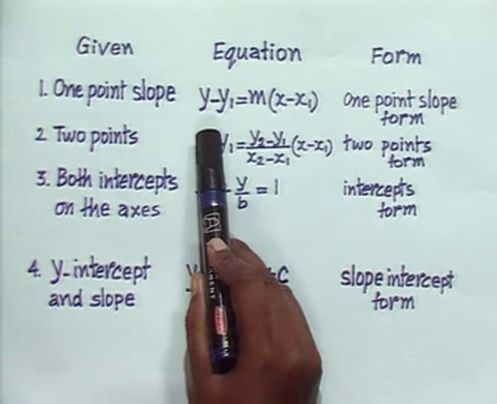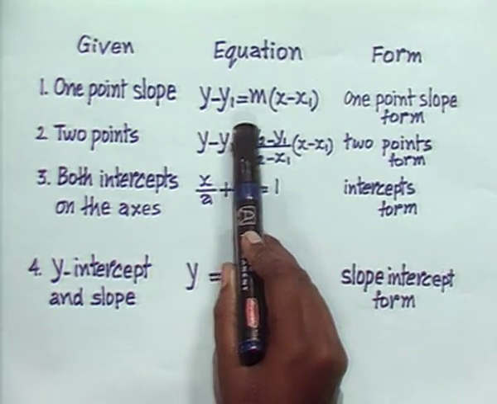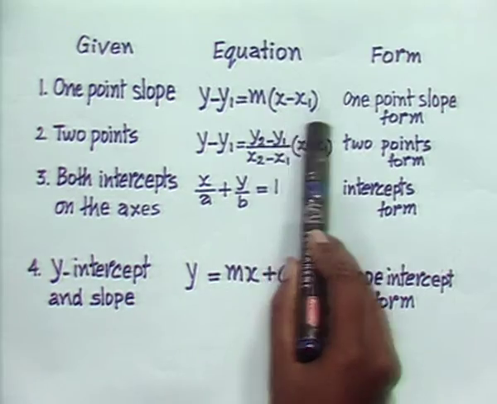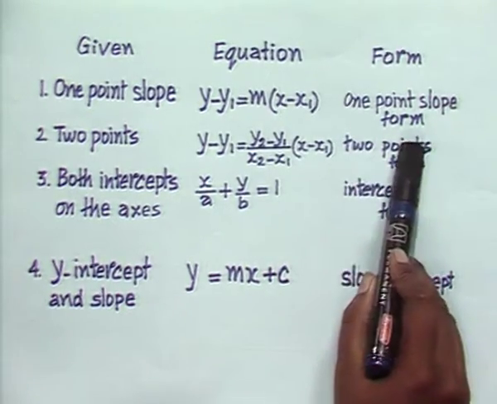Hi friends, we have studied to find the equation of straight line in different forms from the given two conditions. The use of these conditions has also been made clear from some examples. Can you recall them, Nidhi? Oh yes ma'am, they are: if one point and a slope is given, then equation will be y minus y1 is equal to m into x minus x1, and this is one point slope form.